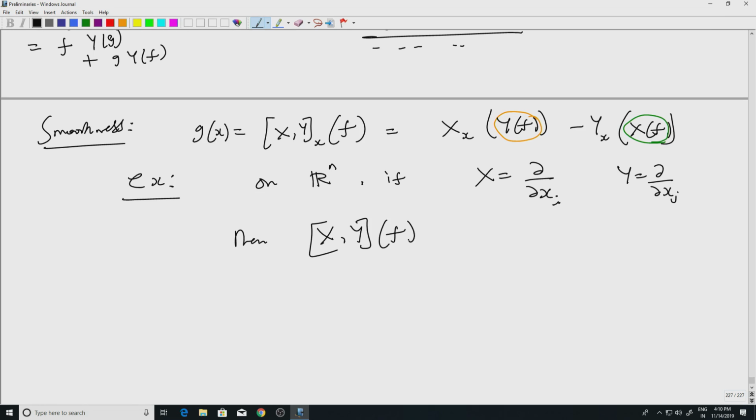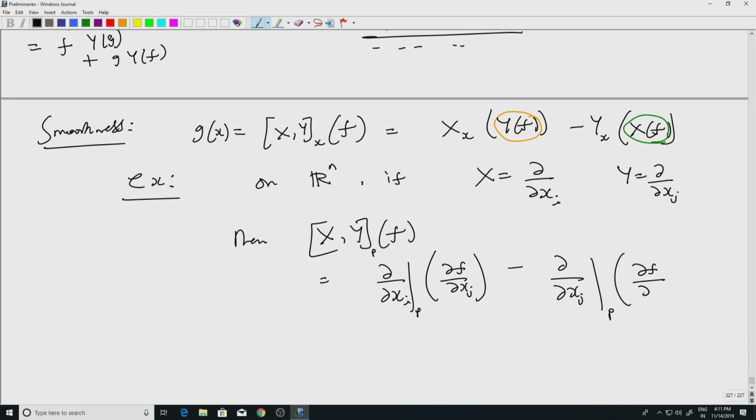[X,Y] acting on f would be X, which is del by del xi at a point P. So let's say del by del xi at P acting on Y of f. Now Y of f is just del f by del xj, minus del by del xj at P acting on del f by del xi.